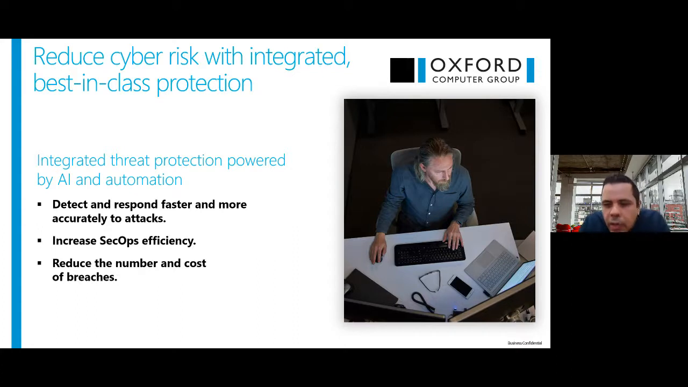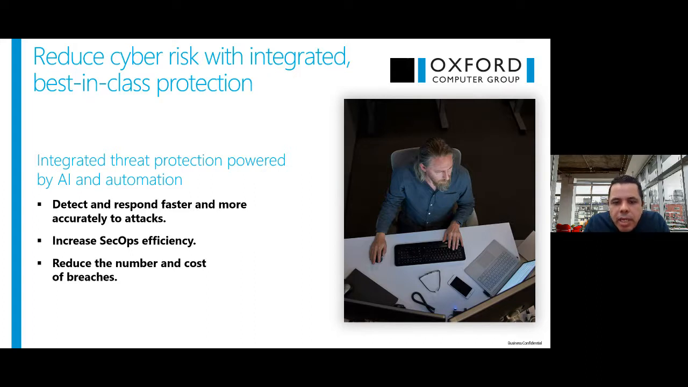And we're going to get a little granular into how Microsoft Security can detect and respond to attacks while reducing the number of breaches, while also giving your security teams time back to work on their most important responsibilities.